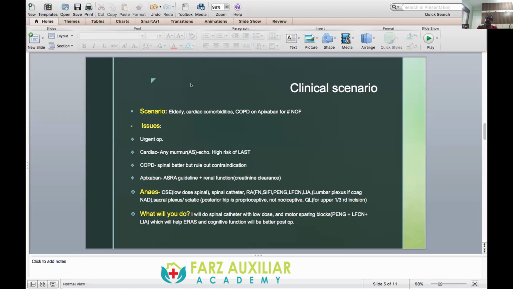When you discuss this patient as a doctor, you have to start first with the issues. You have to say this is an urgent operation. If you say emergency, that means you are taking the patient now. So these patients are an urgent operation. In different countries, there are different guidelines, but usually it is taken as 24 to 48 hours from the fall. Then for the cardiac part, you have to tell whether there is a murmur like aortic stenosis, and then you can order an echo.